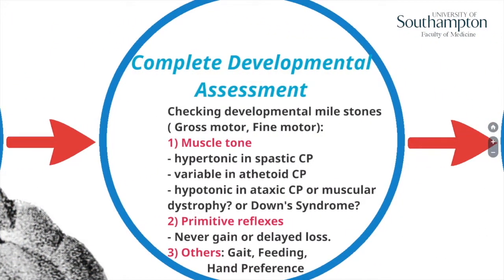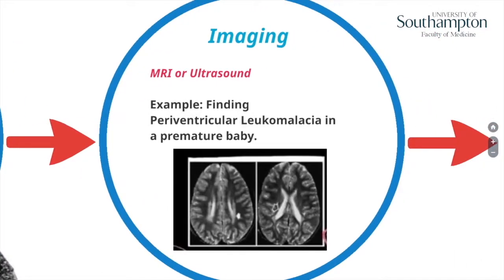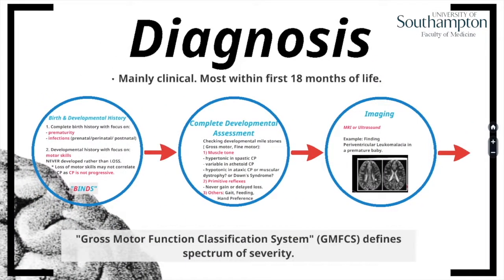So now we come to the examination, where a complete developmental assessment is important. Here we are focusing on the muscle tone, primitive reflexes which are never gained or sometimes delayed in loss, and other features such as gait, feeding, and hand preference. Now we move on to imaging or investigations, and here MRI or ultrasound can be useful in detecting the area of lesion, for example, periventricular leukomalacia in a premature baby. And the Gross Motor Function Classification System is one of the good definitions of the spectrum of severity in cerebral palsy.